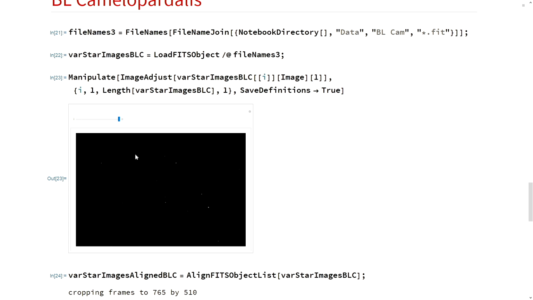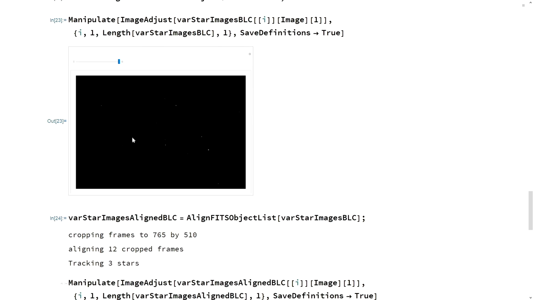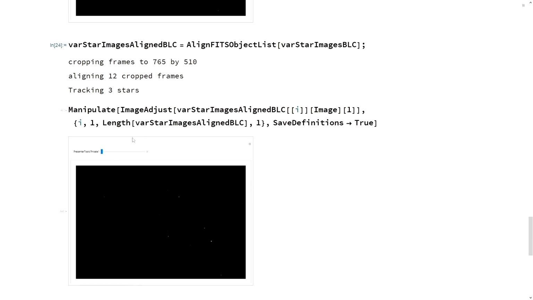Like, for instance, here is an image of BL Camelopardalis, and you can see that it's swimming around a little bit. But after we apply this alignment function to it, you can see it's rock steady. You can see they're fading in and out a little bit, but I haven't done any more processing on these things, and we could do more work on that.